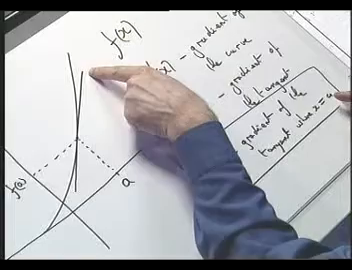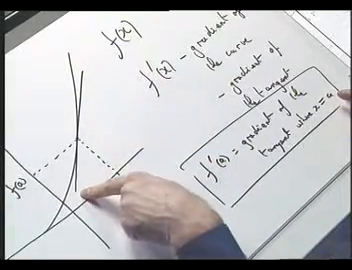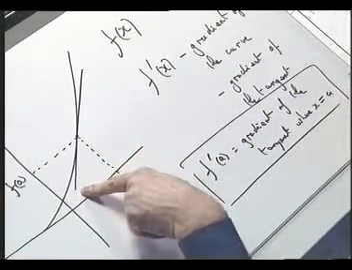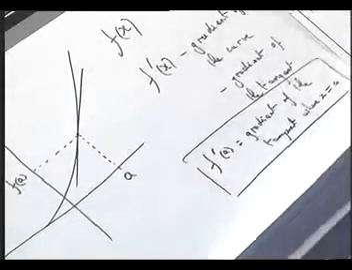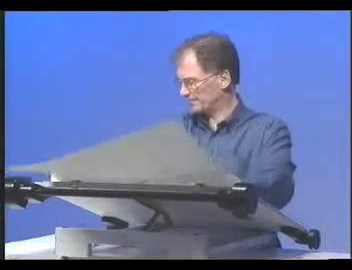Because if we know the gradient of the tangent and we know the point on the curve, we can then find the equation of this tangent, because it's just a straight line. So, let's have a look at some examples.